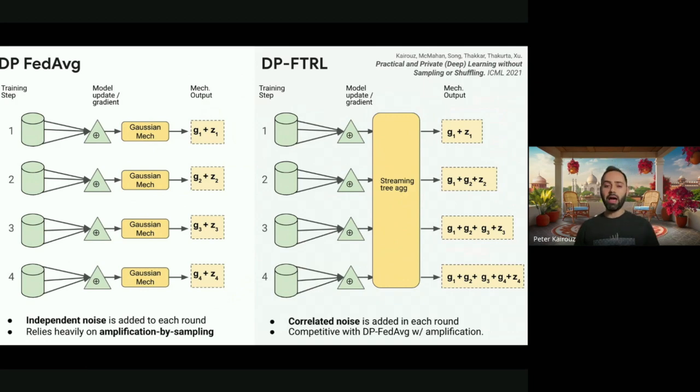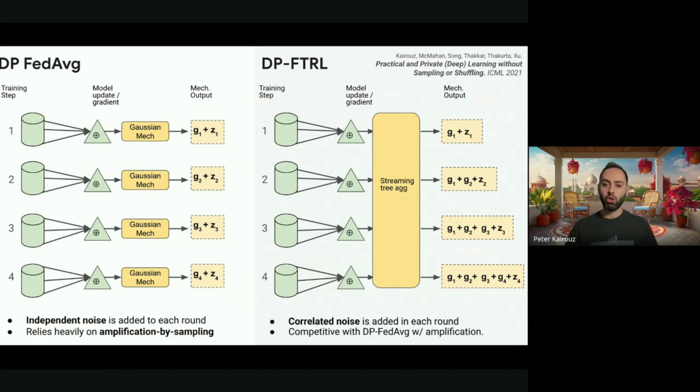Now, I'm not going to dive into the technicalities here, but I'm going to compare left-hand side with right-hand side, because on the left-hand side, what we're trying to do is we're trying to estimate the aggregate of every round with differential privacy.